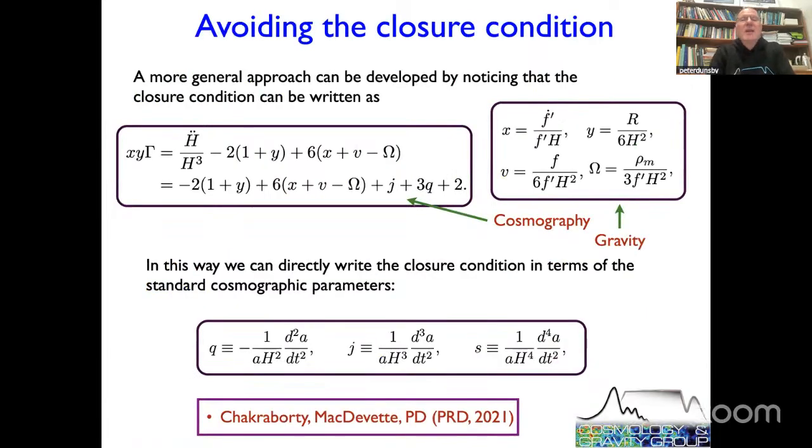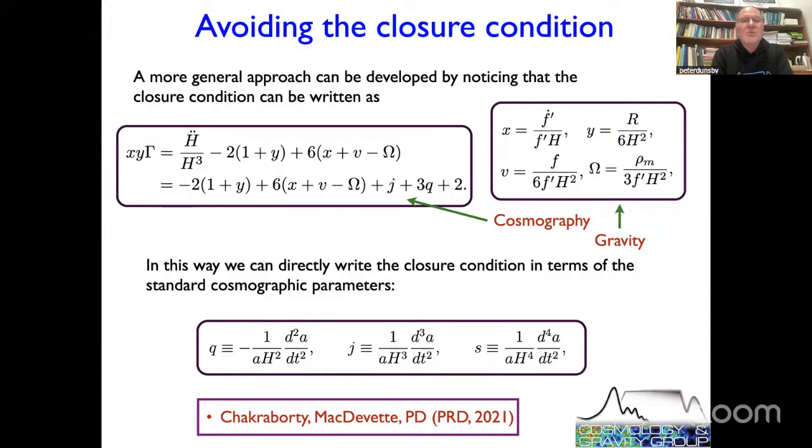Okay, so how can we do better than this? Can we, in some sense, avoid this closure condition, this issue that you get with gamma? It turns out that you can do this by noticing that you can write gamma in terms of the standard dynamical variables, x, y, and v, and also the cosmographic parameters. And you can do this in a completely general way.